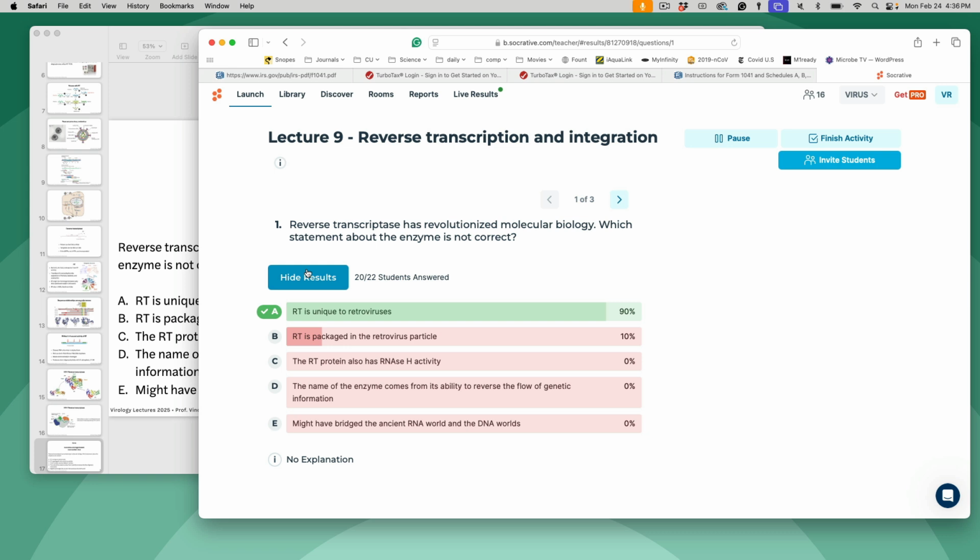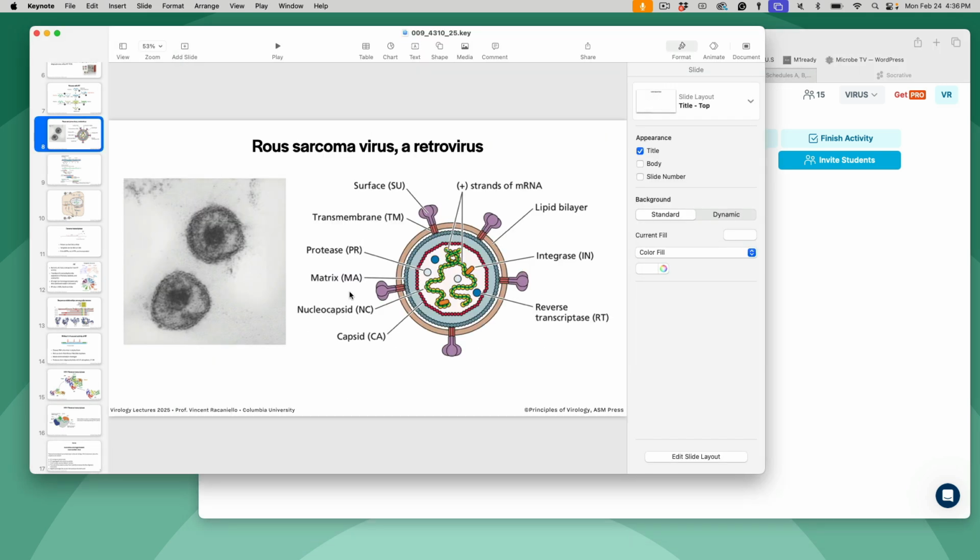So I'll show you why it's in the particle. I showed you right here. Reverse transcriptase is in the particle, that little blue circle. Why does it have to be in the particle? Because even though cells have reverse transcriptase, it's actually in the nucleus. And RT occurs in the cytosol, so it's not accessible. But we used to think that RT was unique to retroviruses. And so, in the cytosol, there's none for the virus to utilize for reverse transcription.